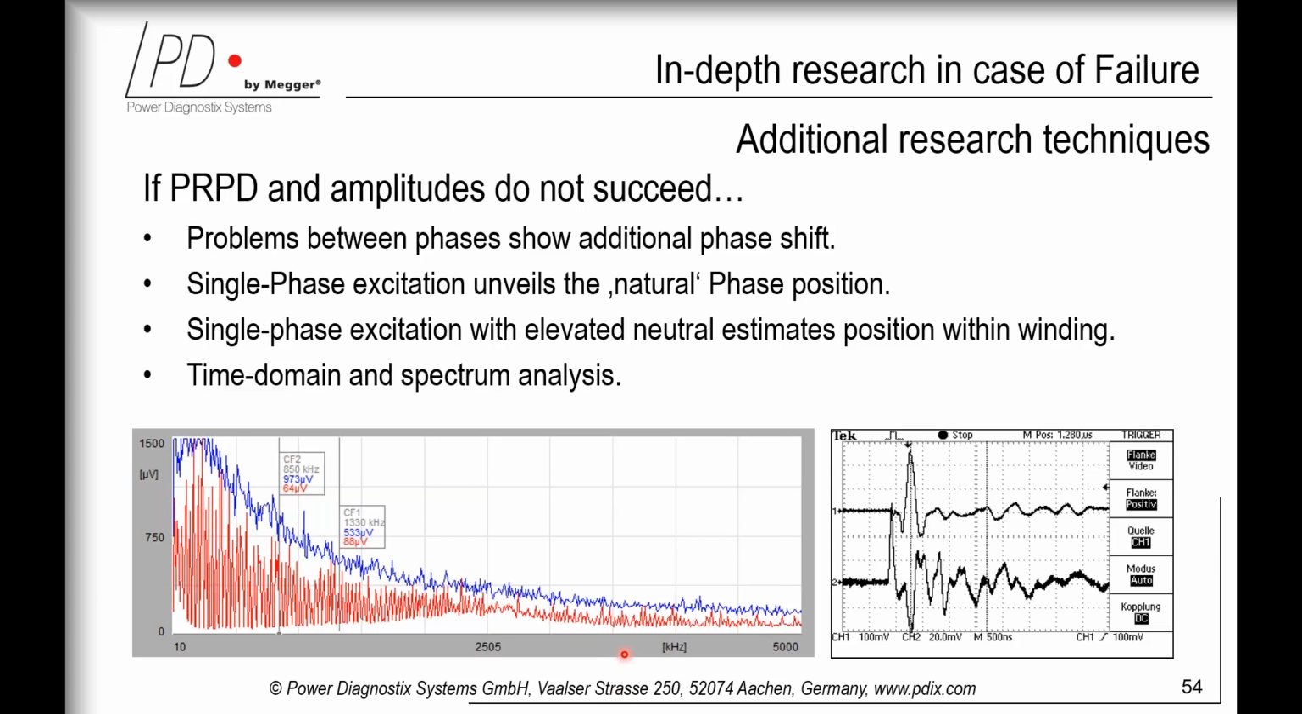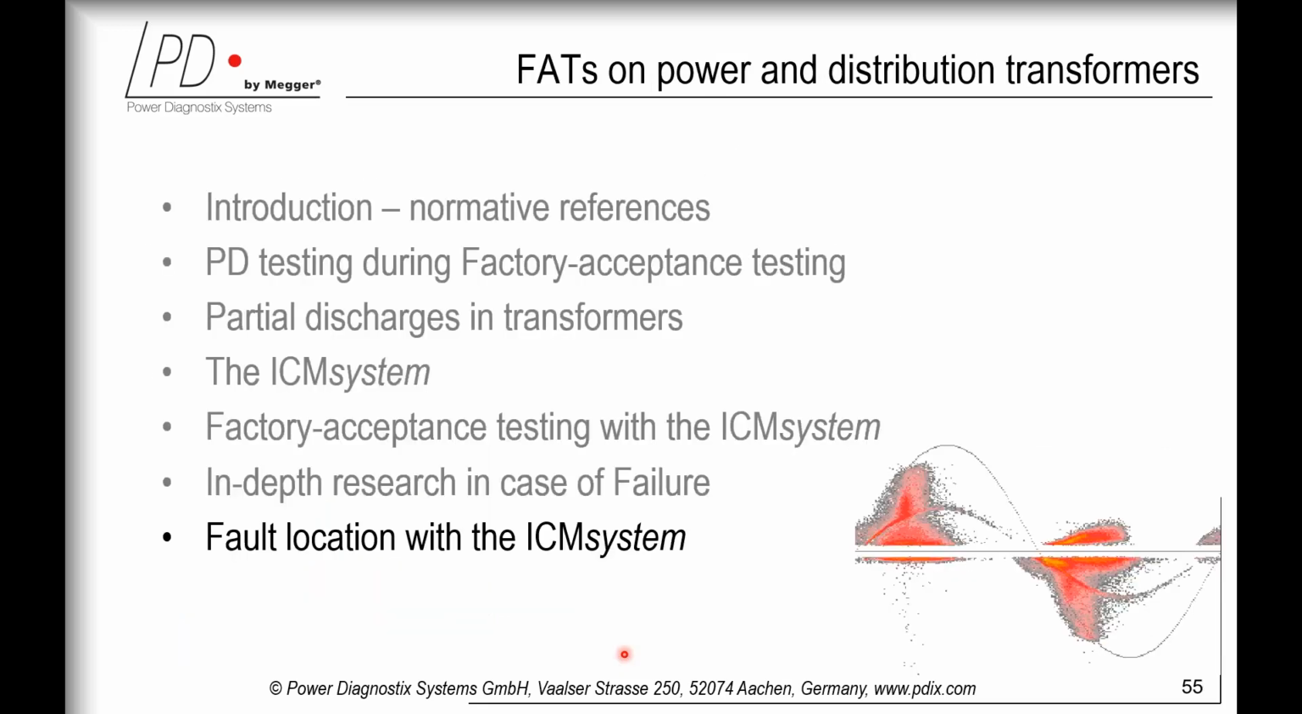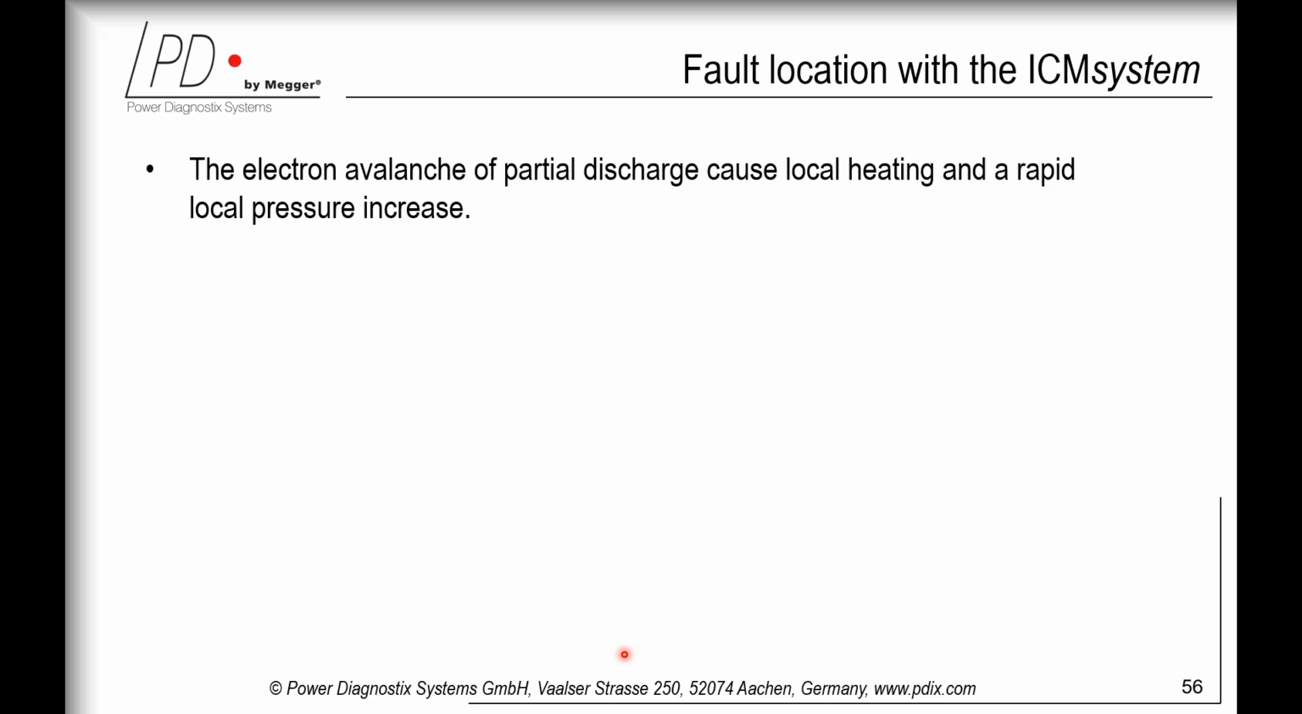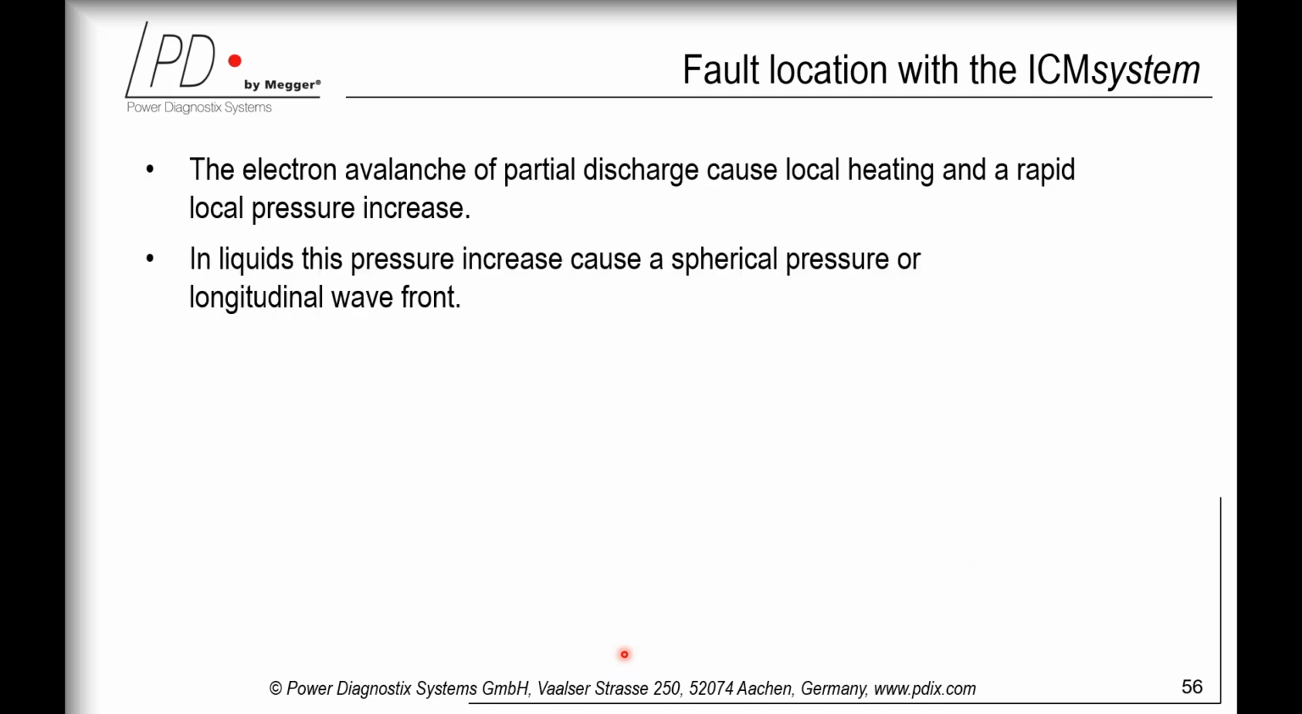Once the position has been estimated roughly enough, the remaining research can be done by using the acoustics. Here we take advantage of the fact that the electron avalanche of partial discharges causes local heating and a rapid local pressure increase. In liquids, this pressure increase causes a spherical pressure wave front if there are no solid obstacles close to it, or a longitudinal wavefront in case of a problem between solid materials.